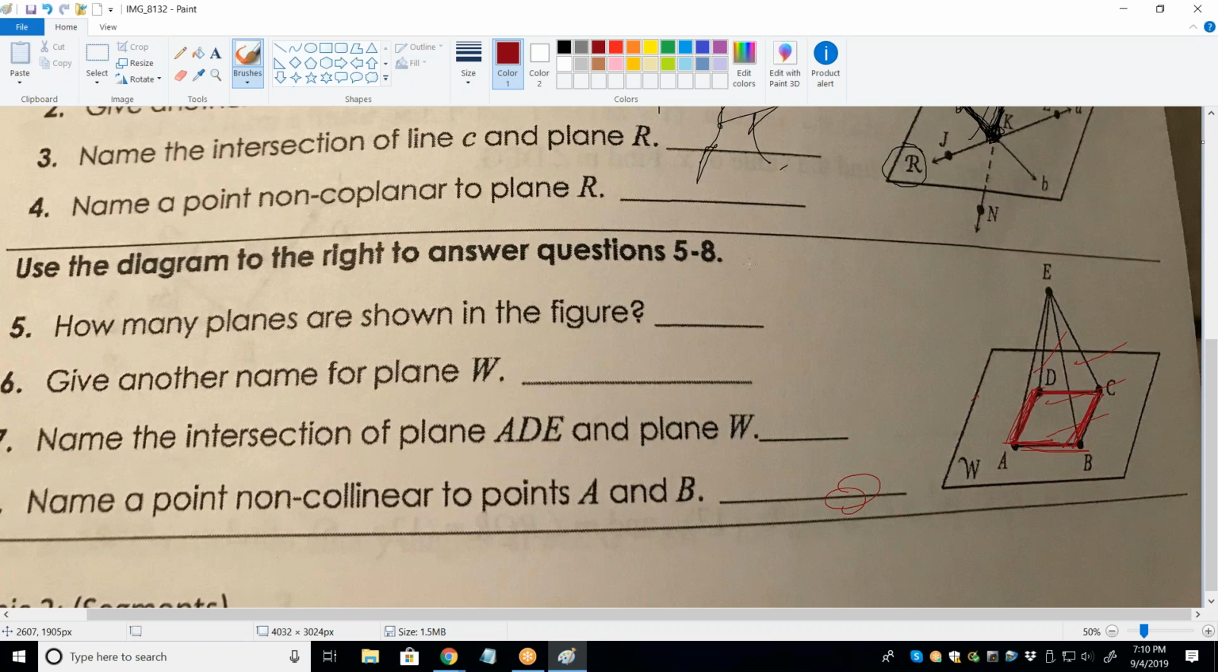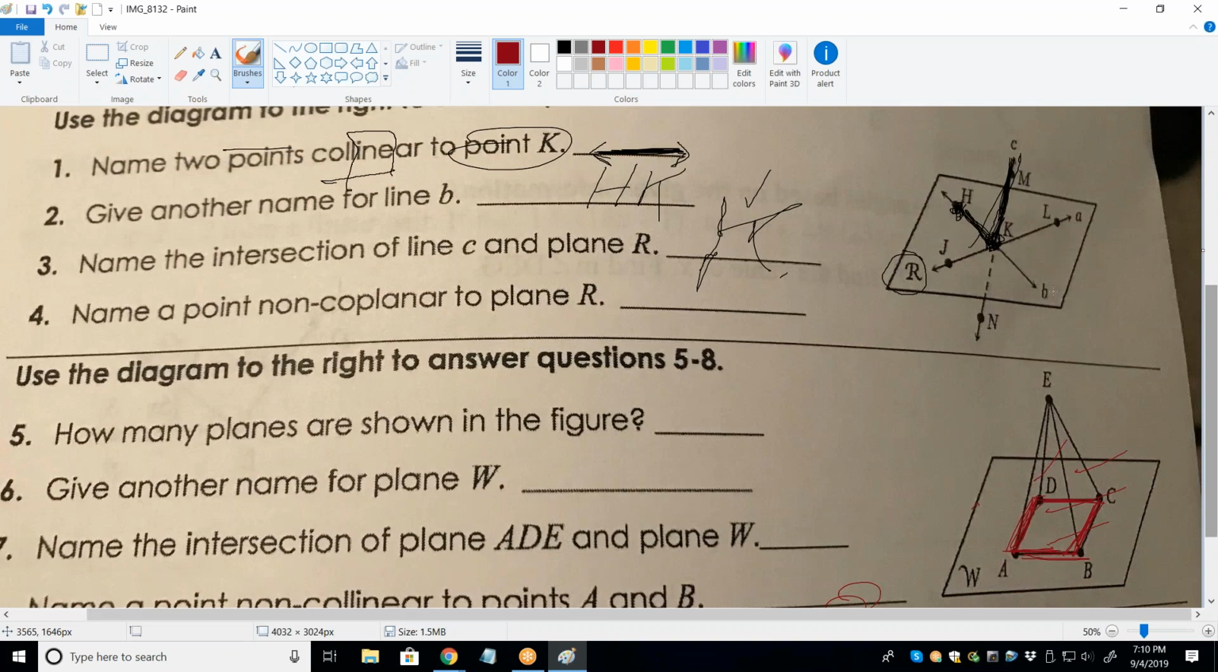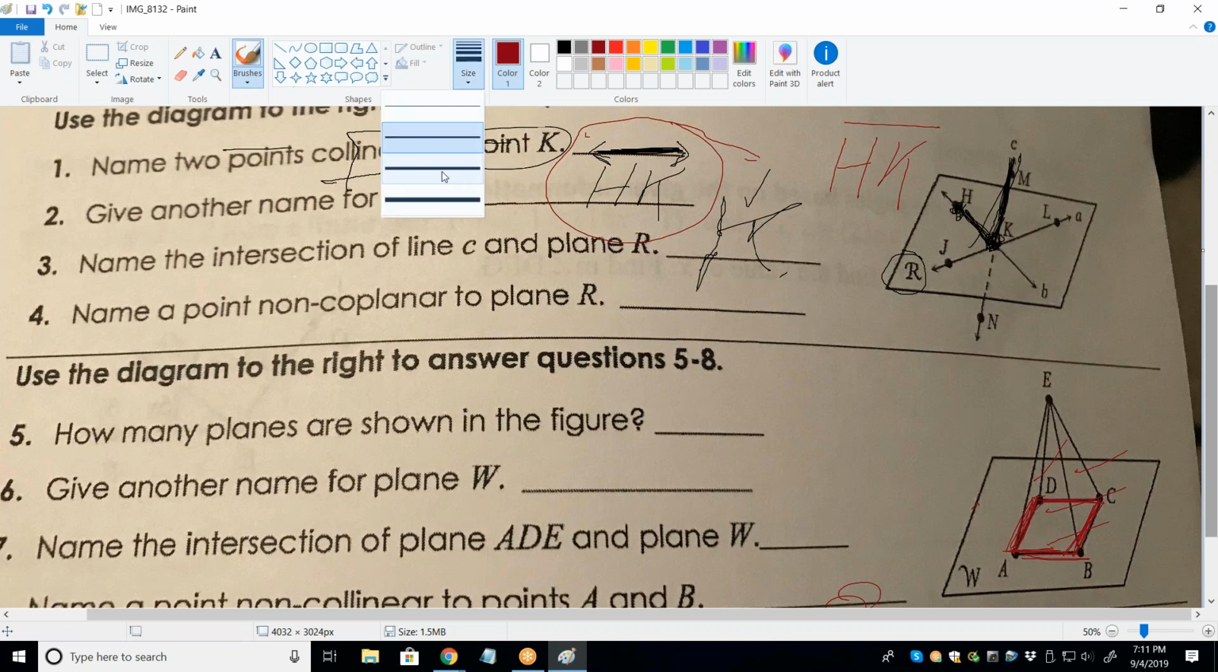Okay. In the same way, if we go back up for a moment, you notice how another name for line B was HK? Even though HK has ending points, that would be called HK line, which is the same as B. HK line segment is not the same as B. So it all depends on what you put over the top of it. This means a line. This means a segment, I think. I think that's the main thing.